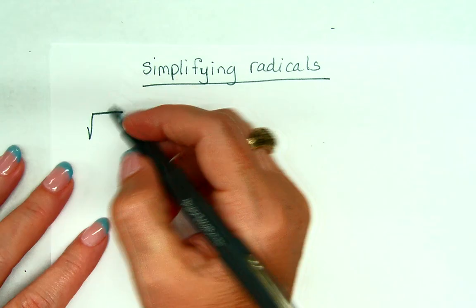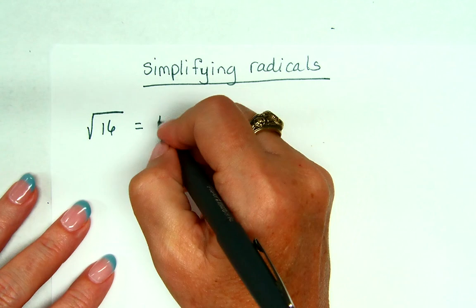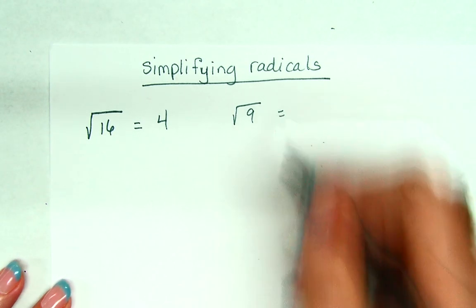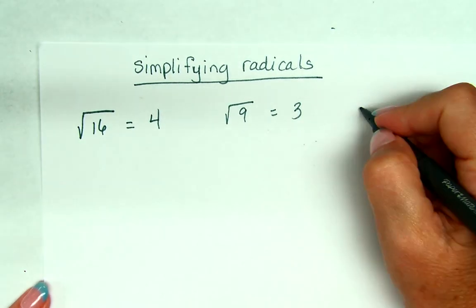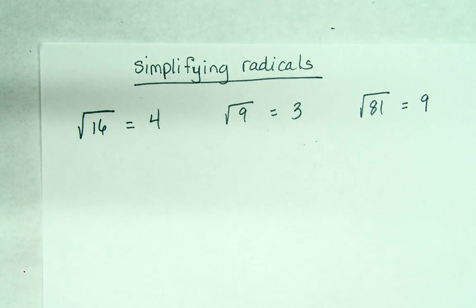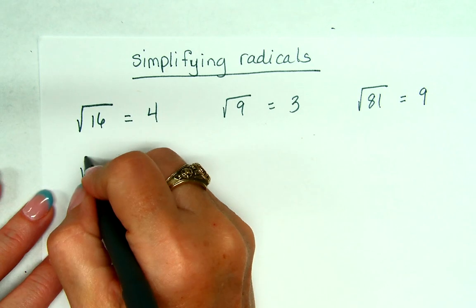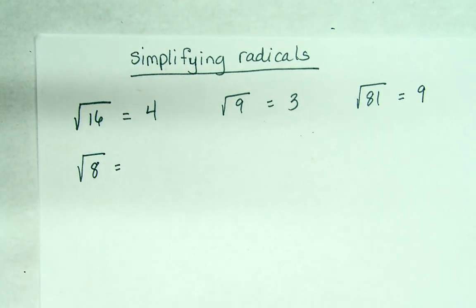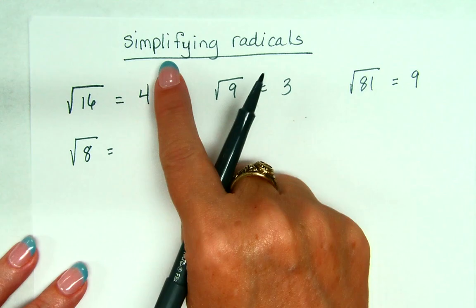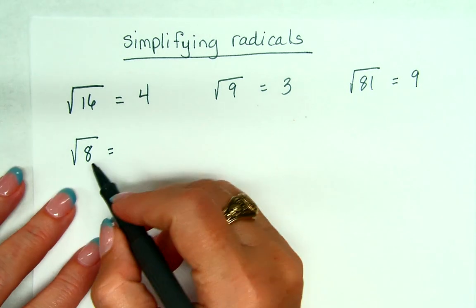But if I ask for the square root of 16, what's your answer? 4. Okay, good. What if I ask for the square root of 9? 3. What about the square root of 81? 9. You're comfortable taking square roots, right? But there's a problem. Because what happens if I ask for that? Do you know the square root of 8? Neither do I. But I need to be able to simplify it if I ask you to.